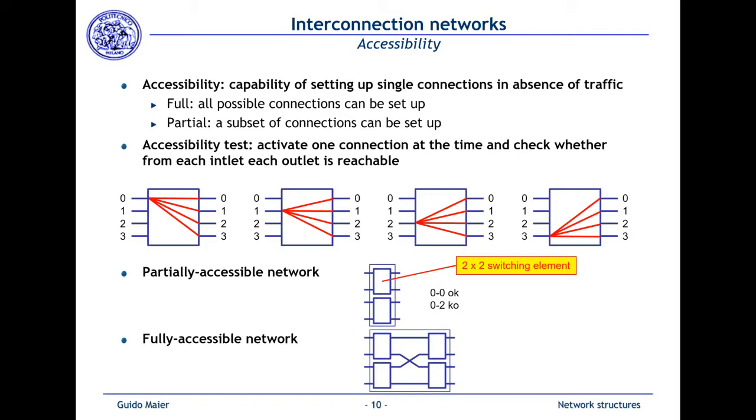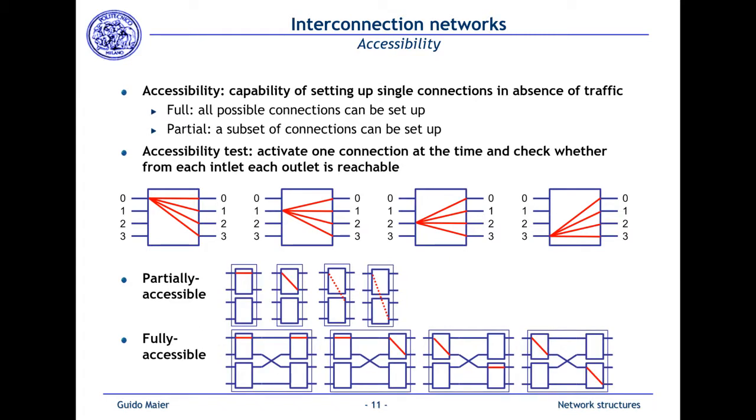If you want to build a fully accessible network using 2x2 switching elements, you have to introduce at least another stage. This is a possible architecture that is fully accessible. In order to check that this is true, these are all the situations for considering the first inlet on the top. But since everything is symmetrical, of course you have to repeat exactly the same for all the other inlets.